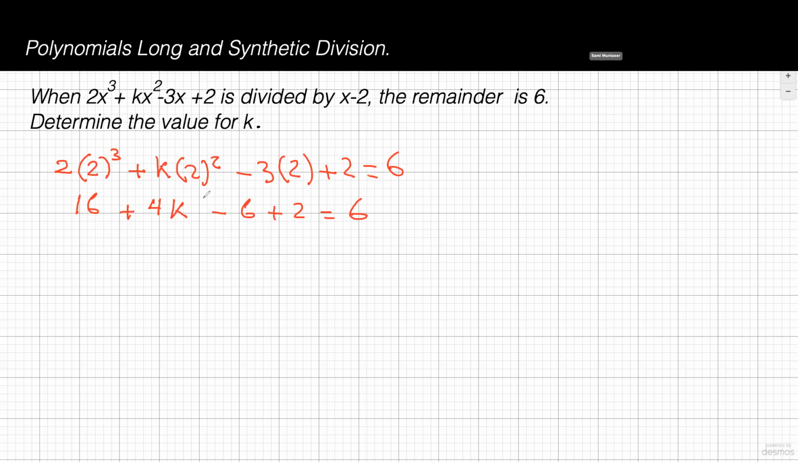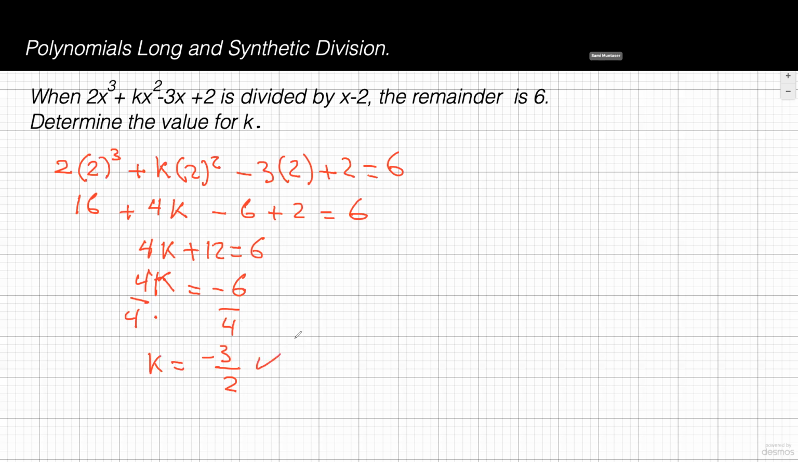Now I'm going to just go 16 minus 6 here is 10. 10 plus 2 is 12. So I can write 4k plus 12 gives me 6. 4k equals 6 minus 12 when you move the 12 to the other side. So that's going to give me -6. And now divide both sides by 4. And I'm going to get k equals -3/2. So let's just make sure that we did everything correct here. 16, 10, 12, move it to -6, and that's 4k. Yeah, and that's the right answer.